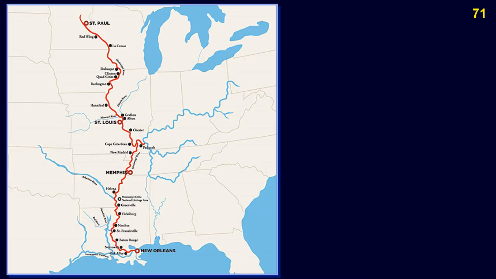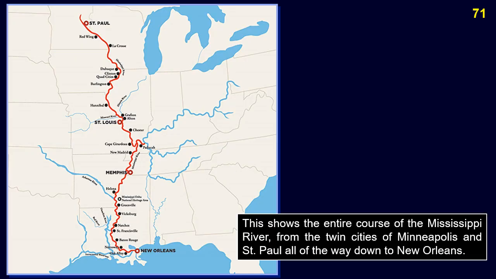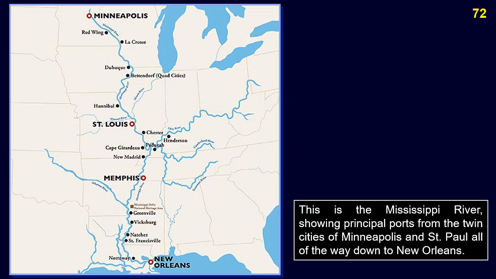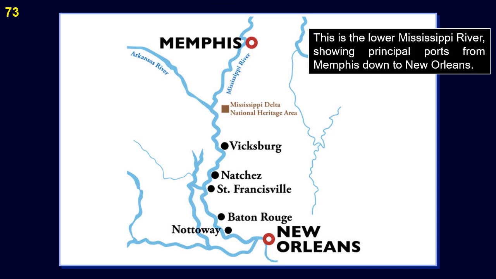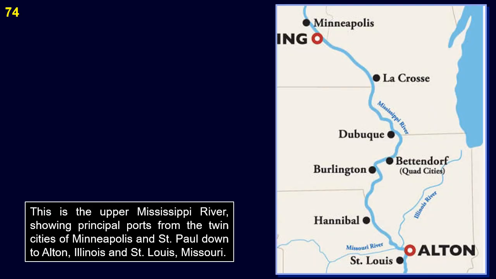This shows the entire course of the Mississippi River, from the Twin Cities of Minneapolis and St. Paul all of the way down to New Orleans. This is the lower Mississippi River, showing principal ports from Memphis down to New Orleans. This is the upper Mississippi River, showing principal ports from the Twin Cities of Minneapolis and St. Paul down to Alton, Illinois and St. Louis, Missouri.